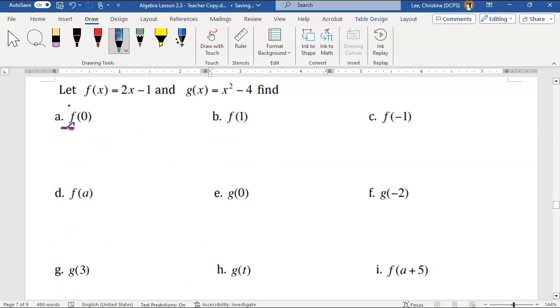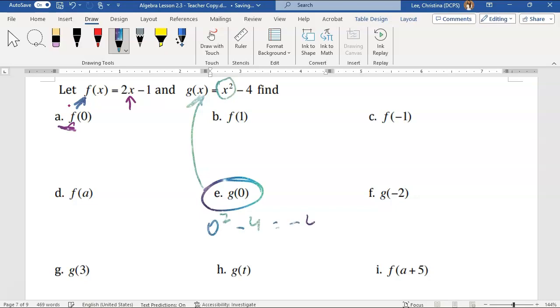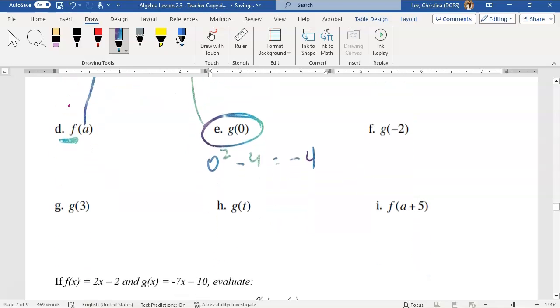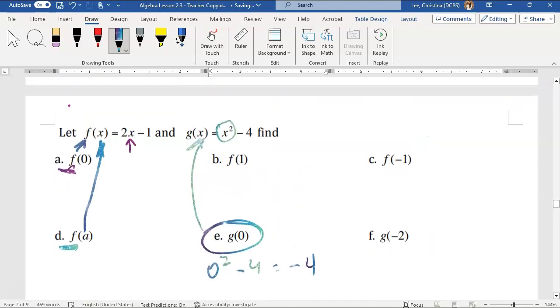Same thing here. This is the function f, so I need to look at this function and plug in 0 for x. All right, this is the function g, so I'm going to look at this function and plug in 0 for anywhere I see x. And so that would be 0 times 0, 0 squared minus 4 equals -4. So again, you're looking at what function it is, and then what you're substituting in for x. All right. Okay, that is the homework.